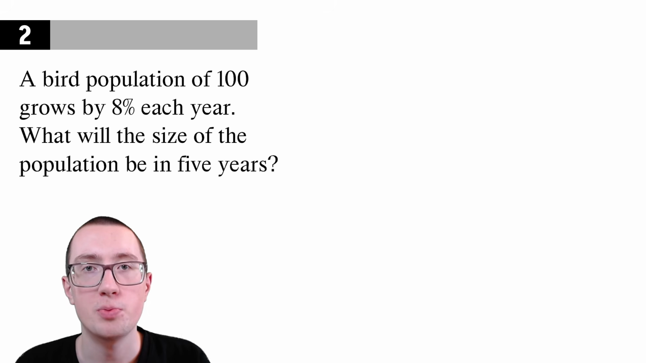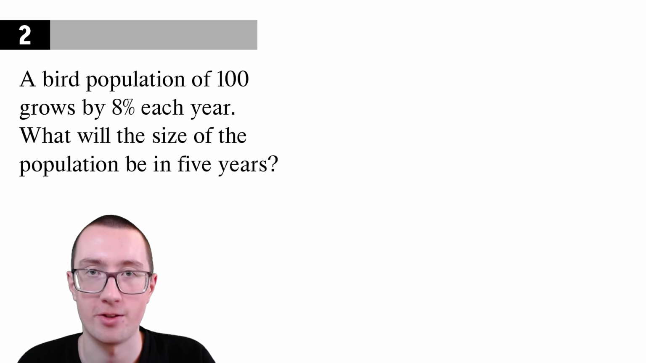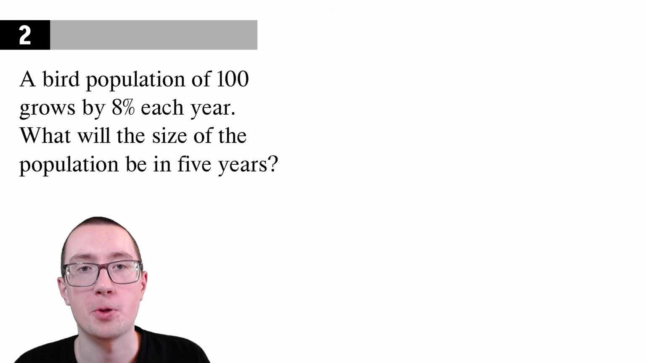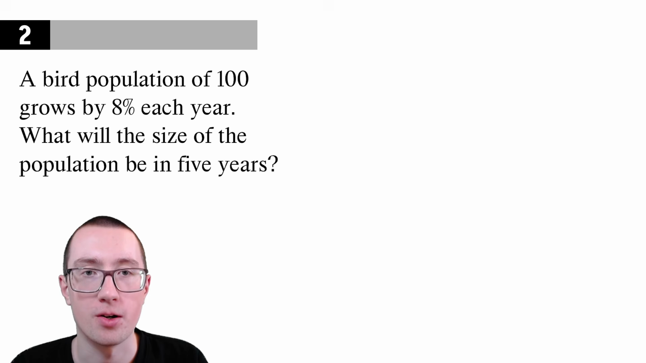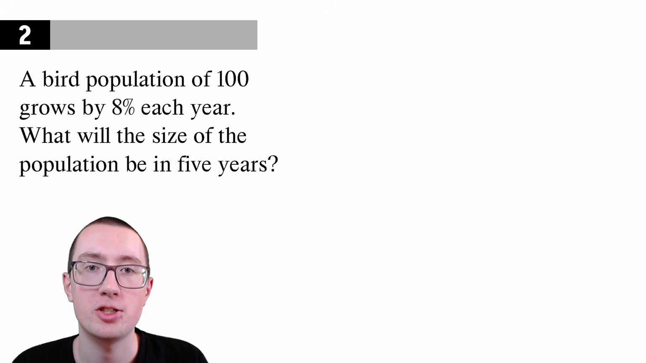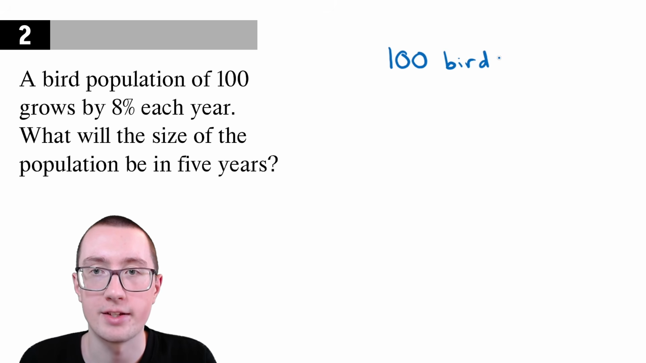x is equal to. So here's problem number 2, and this one is a word problem. You're going to be seeing a lot of these on the SAT. So this one says that a bird population of 100 birds grows by 8% each year. What will the size of the population be in 5 years? So we know that this population is starting out with 100 birds, and each year it grows by 8%.